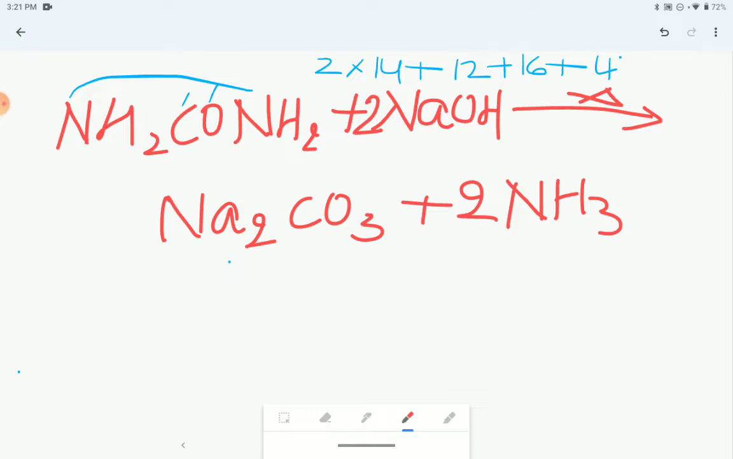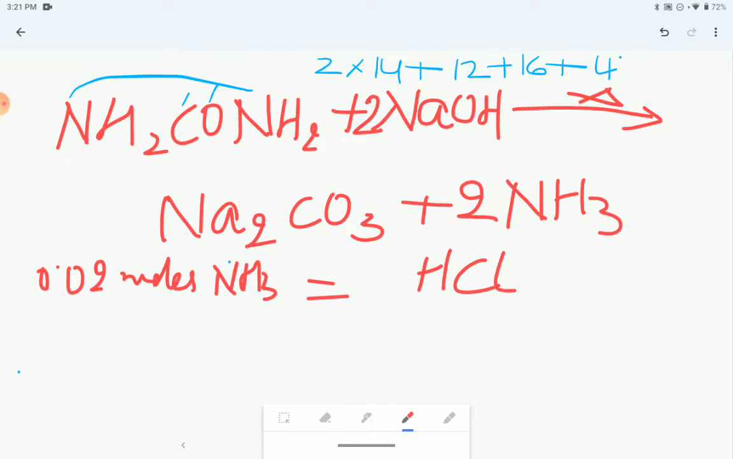So how many moles? 0.02 moles of NH3, right? That means if a base combines with an acid, here HCl, it should be neutralized, right? This is called a neutralization reaction, right?